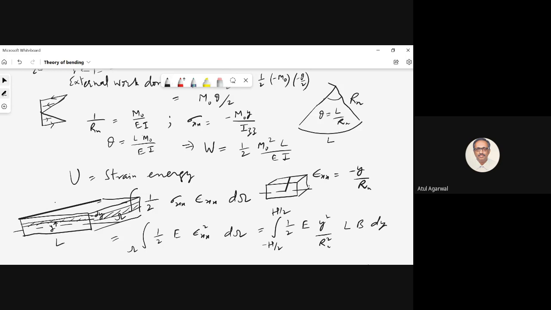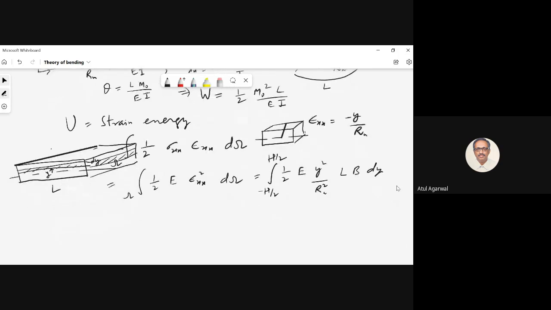In this case, the only thing that is varying is y. R neutral is the same for the entire beam. Nothing else is changing, only your y coordinate is changing. That is why you could take an element of this type. So if you integrate it, what do you get? Half E by Rn square, and you are doing y square. This LB dy you can also write as dA.